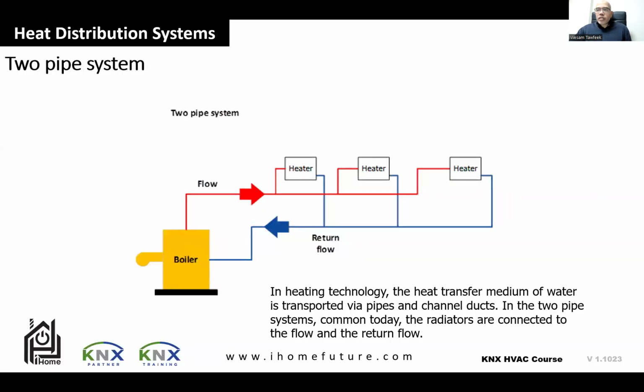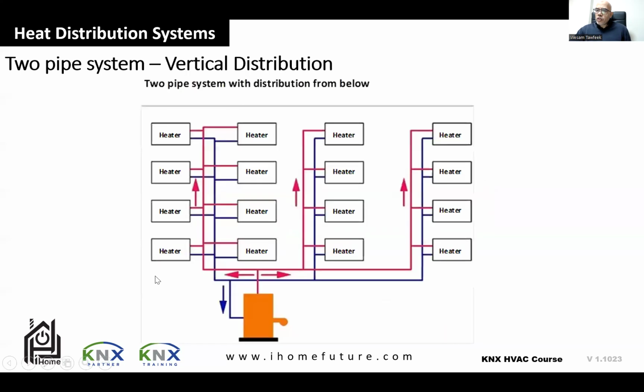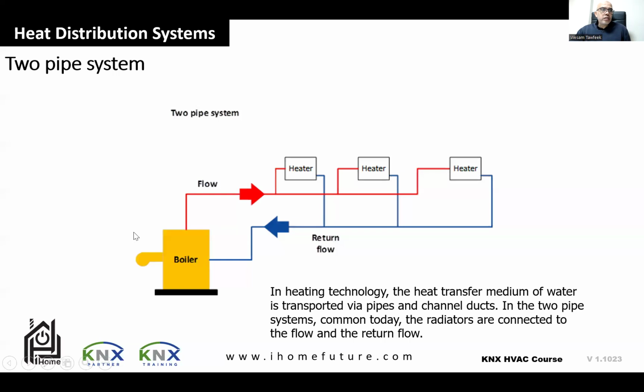The first system we have is called the two-pipe system. As you can see, here is the boiler, which is distributing the water. And then you have two water flows, mostly the flow from the boiler to the heaters themselves. These are the heaters in your room. They can be a radiator or something like that, but this is in your room.